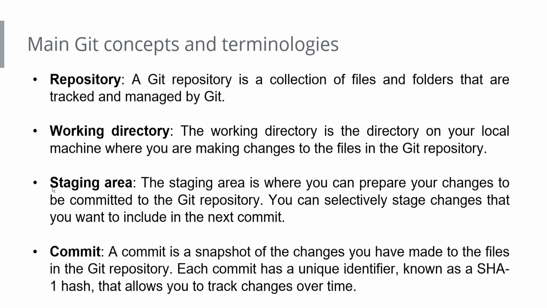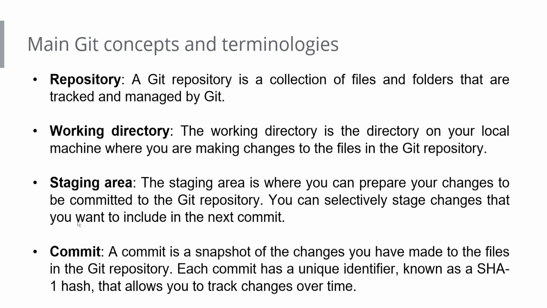Now, there's also what we call the staging area. The staging area is where you can prepare your changes to be committed to the Git local repository. Now, you can selectively stage changes that you want to include in the next commit. And we are going to see examples of these when we start working with Git, writing code actually.